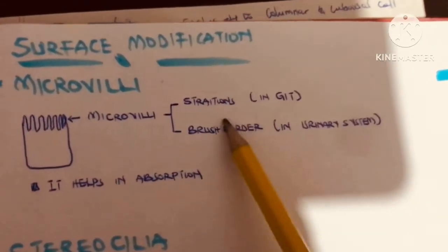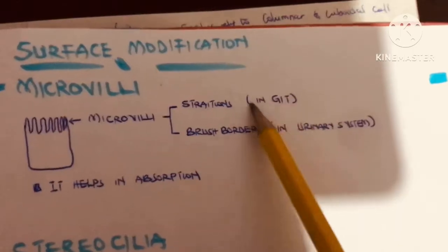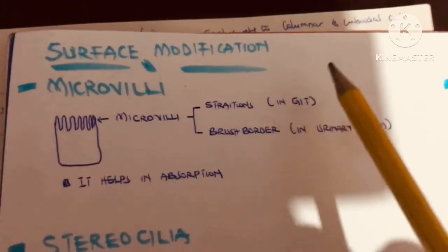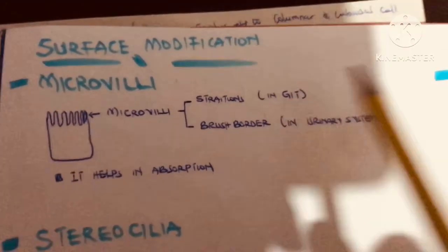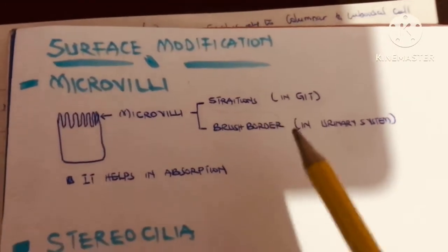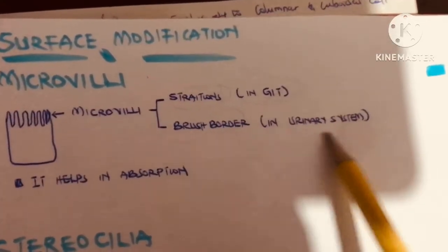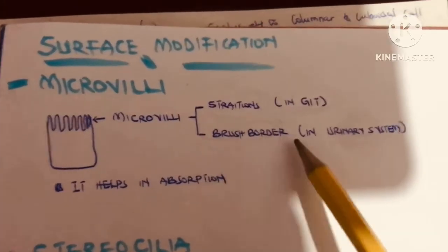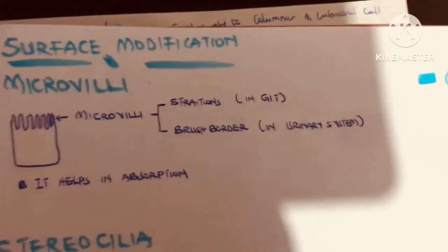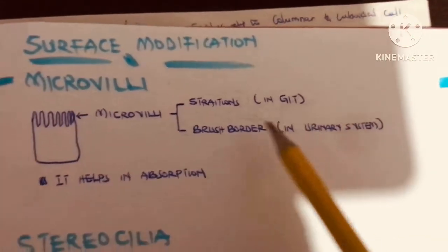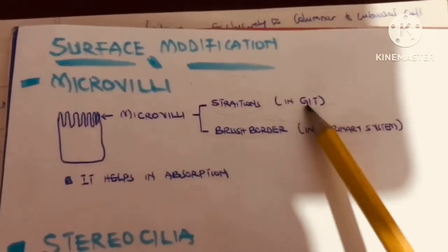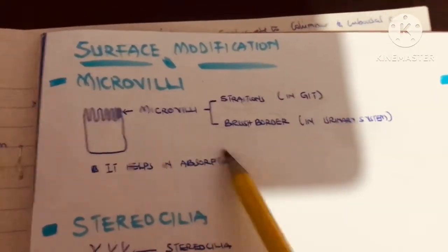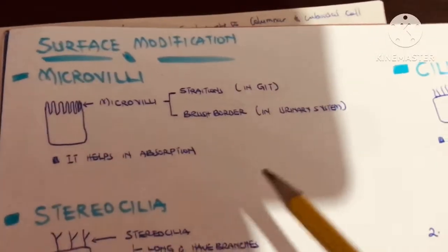And these microvilli, depending on where they are being found, can be called striated border or what? Brush border. Striated border when you find them in the GIT, gastrointestinal tract. For example, when you find them in the small intestine, you call them striated border. When you find them in the urinary system, you call them brush border. You understand? So brush borders in the urinary system and striated borders in the GIT. That's for microvilli. And its function is that it helps in what? Absorption.